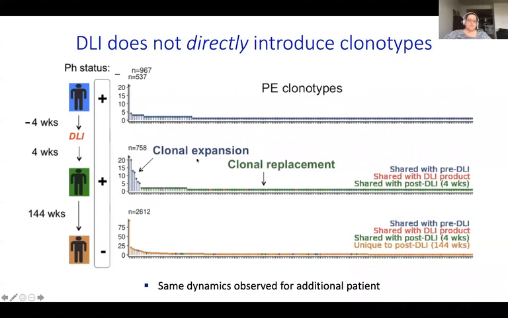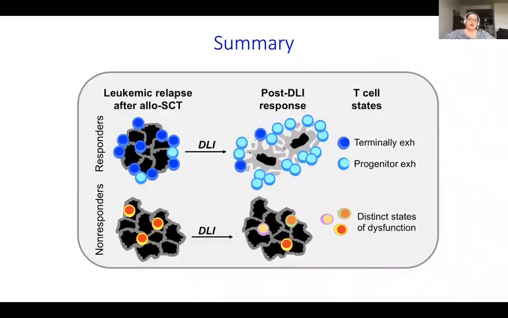But what we found is that there were almost no clonotypes that were expanded that came from the DLI product themselves. It was either new clonotypes that we identified, and the biggest expanders were identified pre-DLI, and sometimes we could even see them years later. And we had similar dynamics for an additional patient. So really, the model that we get here is that after DLI, we have these progenitor exhausted cells that reinvigorate and expand to create the response.